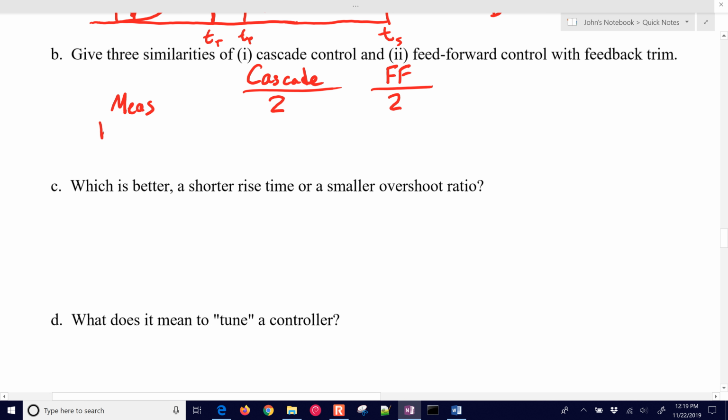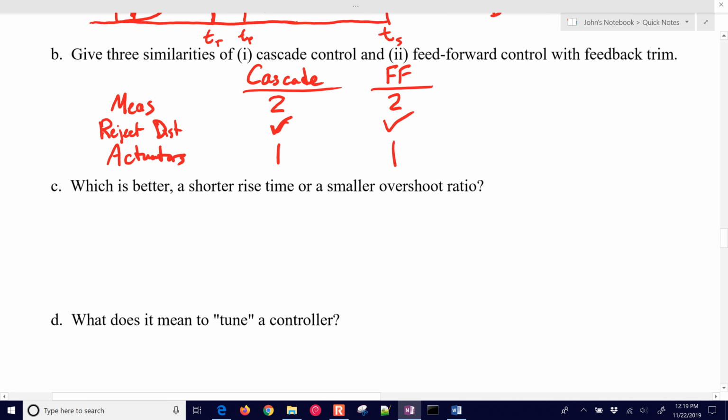Both of them are designed to reject disturbances. Okay, so I'll just put a check mark here and a check mark here. We design a cascade or feed-forward controller when we can measure and isolate the disturbance and try to take a proactive approach to rejecting that disturbance versus letting it affect our final error. Okay, the number of actuators that we have. In Cascade we have one final control element, and also in feed forward we have one as well.